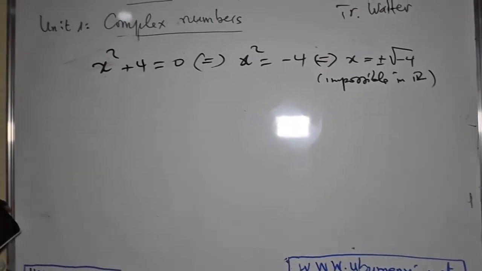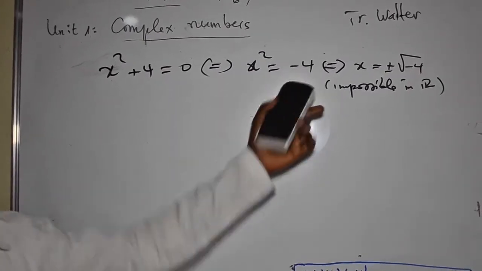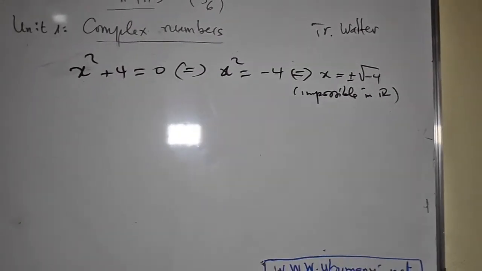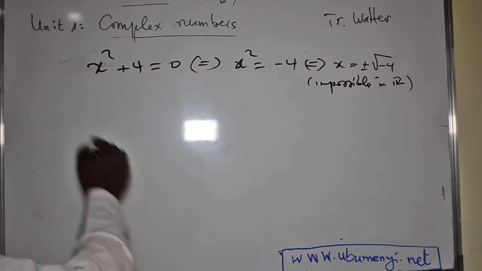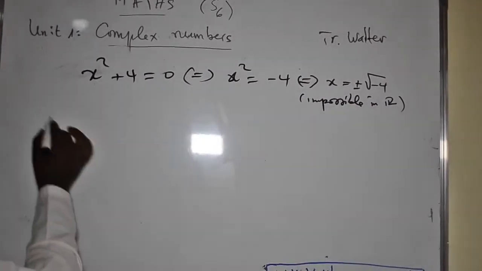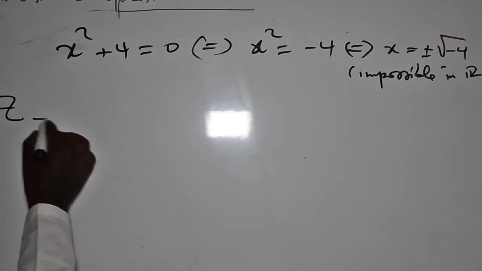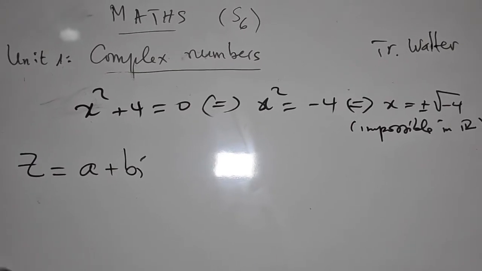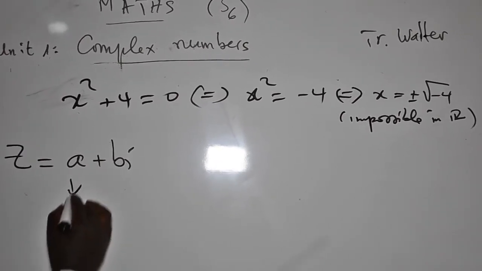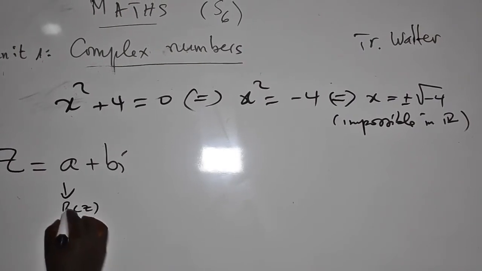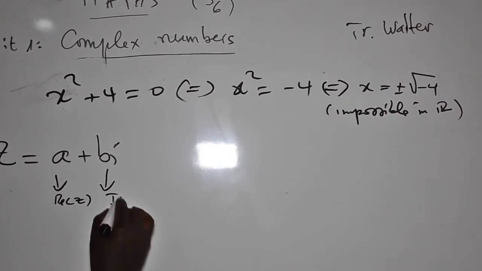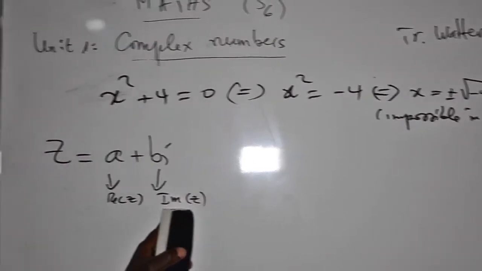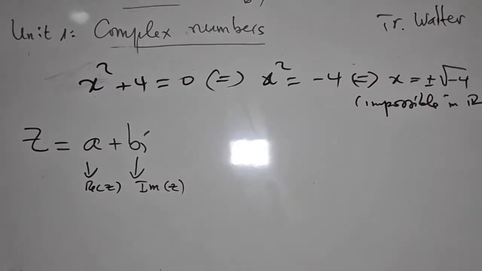So last time I told you that mathematicians have tried to discover a new set which was called the set of complex numbers. And why were they calling it complex numbers? It was called complex numbers because every number from that set has the form z equals a plus bi. If you have watched the first video, a is the real part of z and b is the imaginary part of z. Because it has two parts, that's why they were calling it the set of complex numbers.